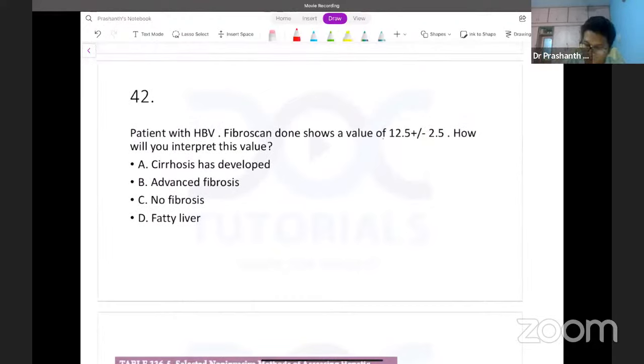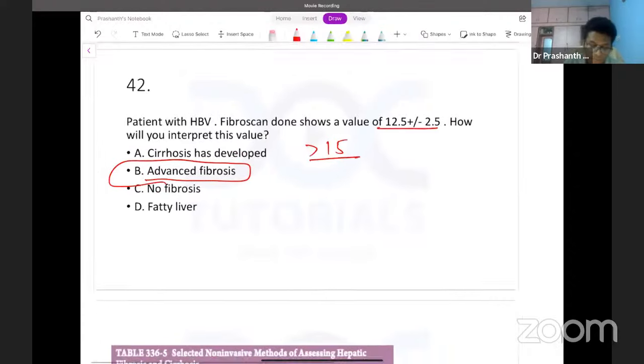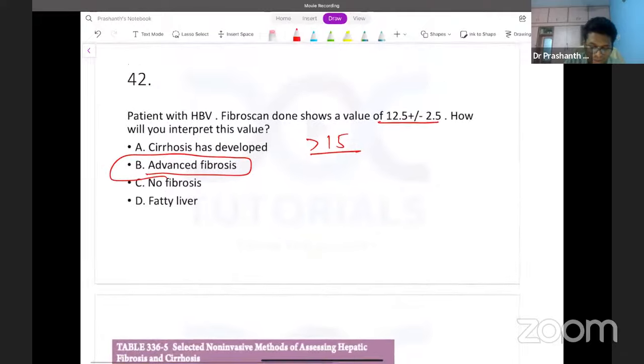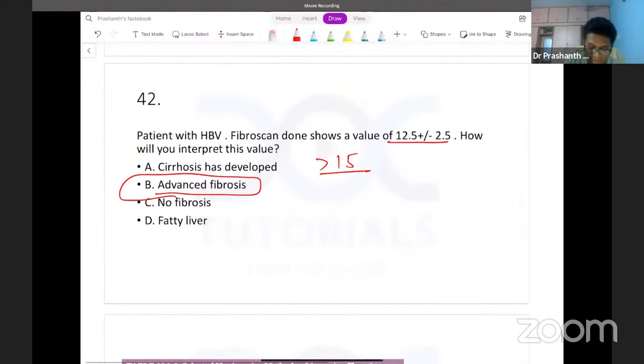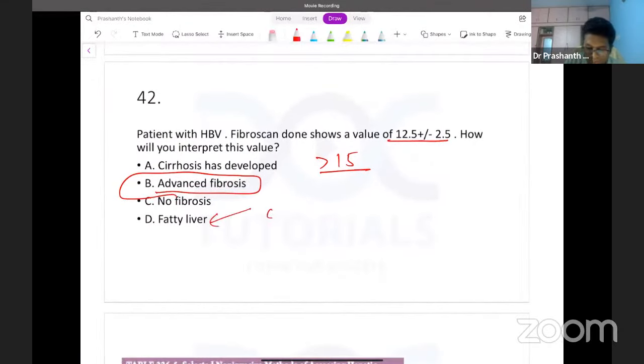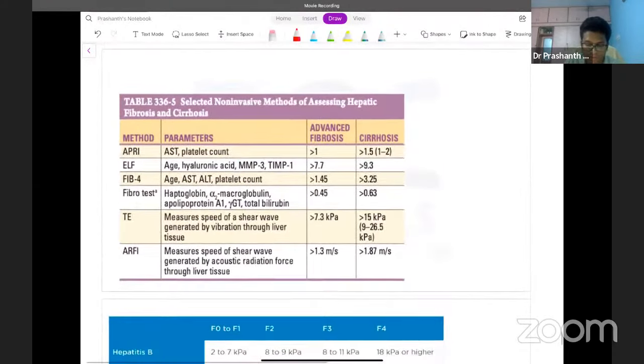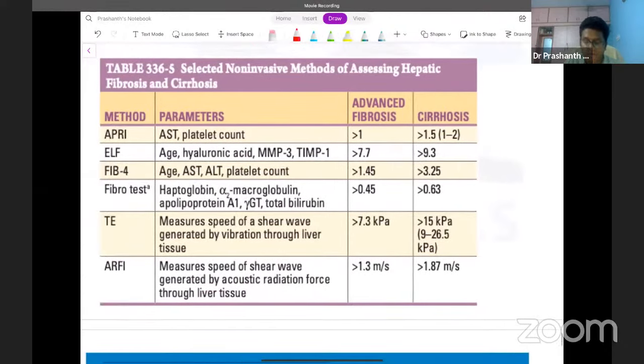Next question is a patient with HBV, fibroscan was done. The values were 12.5 plus or minus 2.5. How is your interpretation? I would say it is advanced fibrosis because it should be more than 15 for cirrhosis. Okay. Now, fatty liver cannot be commented on by this particular thing. It needs one more entity called CAP, controlled attenuation parameter.